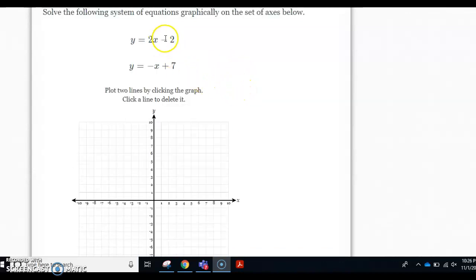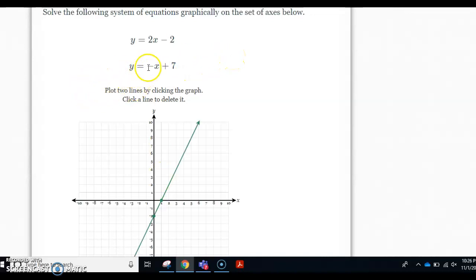You want to, first of all, identify the y-intercept, or the plus b. This one is minus 2, so we would start this graph at negative 2. It has a slope of 2, which is 2 over 1, so we're going to do a rise of 2 and a run of 1. And we can put another point there, and we have graphed the first equation.